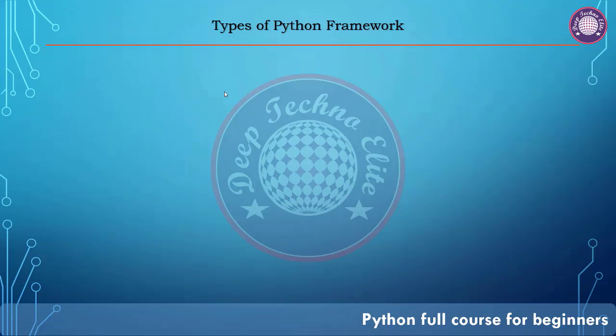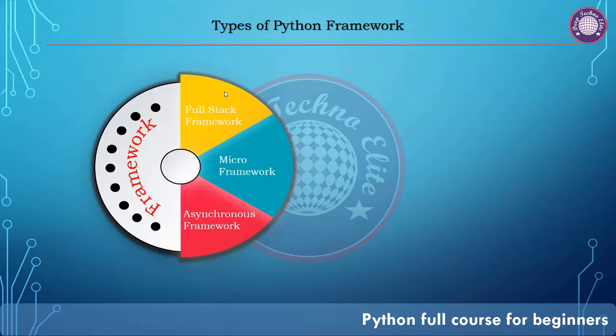So let's take a look at the types of Python frameworks. Essentially, Python frameworks are categorized into three types: full stack framework, micro framework, and asynchronous framework. So let's understand them first. So what is a full stack framework? The full stack framework gives full support to developers, including basic components like form generation, form validation, and template layouts. They also support the development of databases and backend services.